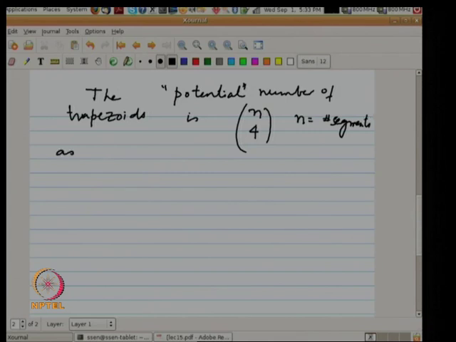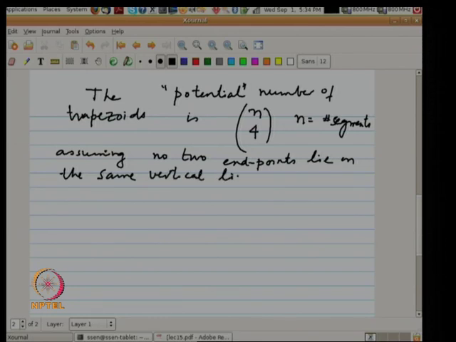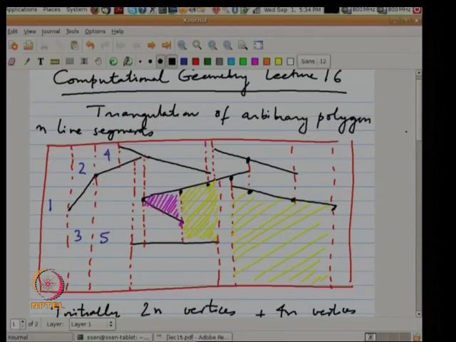right? Assuming, again, our simplifying assumption that no two endpoints lie on the same vertical line. Why am I saying n choose 4? See, the way I have defined the trapezoids here are those trapezoids that do not contain any other line segments inside, right. These are the kind of empty trapezoids, right.